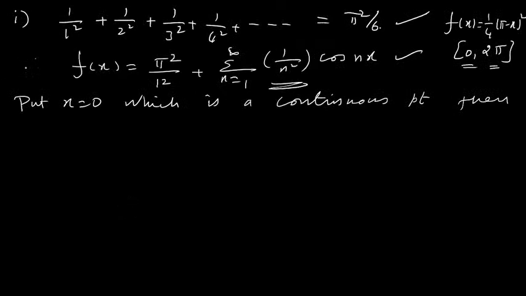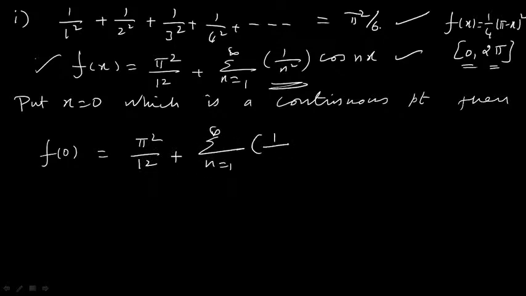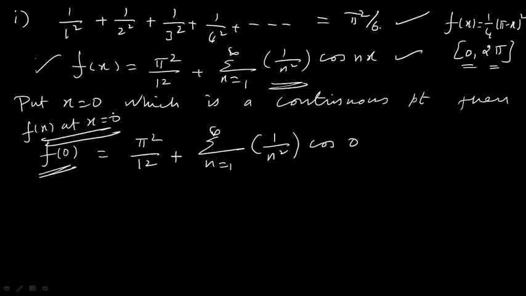So now in f of x replace x by 0, what do you get? f of 0 is equal to pi square over 12 plus sigma n varies from 1 to infinity 1 over n square cos 0. What is the meaning of f of 0? That is f of x at x equal to 0 that we have to calculate. At x equal to 0, we first have to find out whether that point is a continuous point or a discontinuous point. Here x equal to 0 is a continuous point.